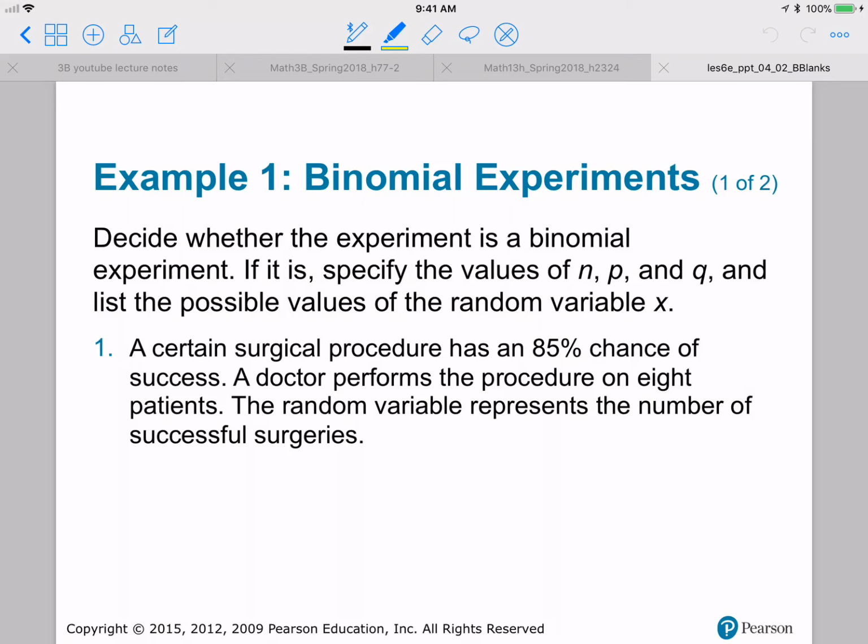So pause it, read it. All right. So we've got a surgical procedure. The procedure has an 85% chance of success.